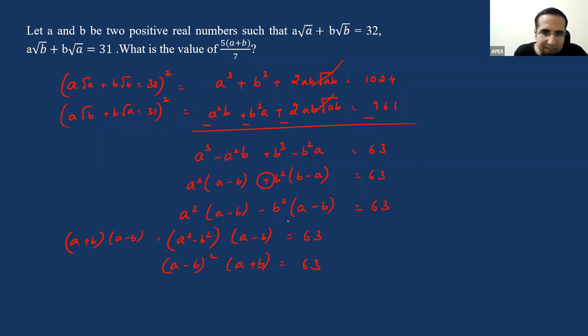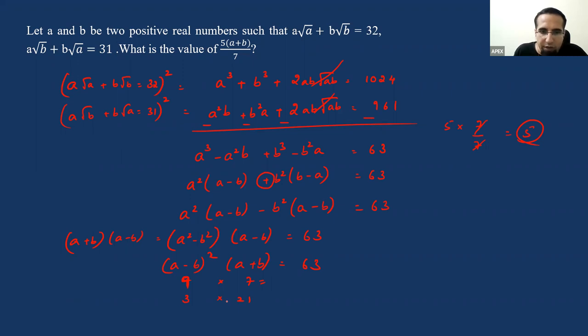Now I can see that 63, I can write this as 7 into 9. Clear? And this is a perfect square, okay? So I'm writing this as 9 into 7. Or this can be written as 3 into 21 also. Clear, right? But the thing is, if I'm asking you what is the value of 5 times of A plus B by 7, you can assume any one of the values. So let's say I'm taking 5 times of 7 divided by 7. Clear? So I'm taking 5 times of 7 divided by 7. So 7 and 7 get cancelled, and therefore the final value is going to be 5 here.